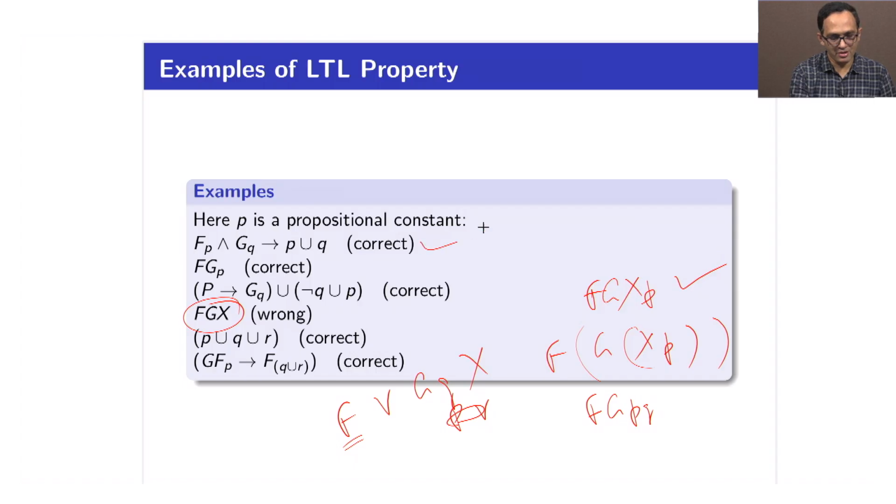So, these are all correct, and you can understand this F of P is correct, G of Q is correct. So, this is a correct LTL formula, implies P until Q, this is correct, F G P is correct, P implies GQ until not Q until P, this is also correct. So, you have to build up from small propositions to the bigger formula. Similarly, this is also correct, GFP implies F of Q until R, right. So, these are all correct formulas, P until Q until R also.